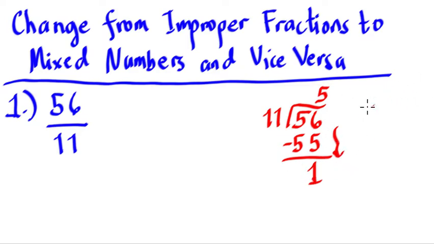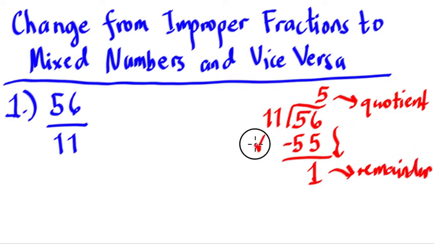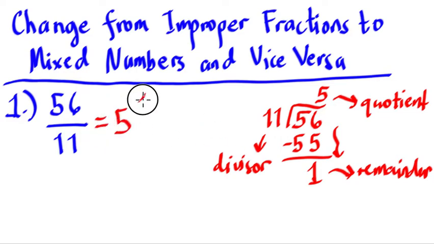As always, this is the whole number. Let's call this the quotient. This is your remainder, and this is your numerator, and your divisor is still your denominator. So how do you write this? For the answer here, put the quotient as the whole number 5, 1 as the remainder, and 11 as your divisor. So this is our answer for number one. Pretty straightforward, right?